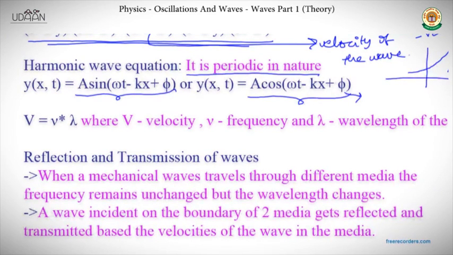And then coming to the velocity of the wave. Velocity of the wave is equal to nu into lambda, where nu is the frequency and lambda is the wavelength. This is a very basic formula which you have encountered somewhere in 10th standard, and we'll be using this very often.